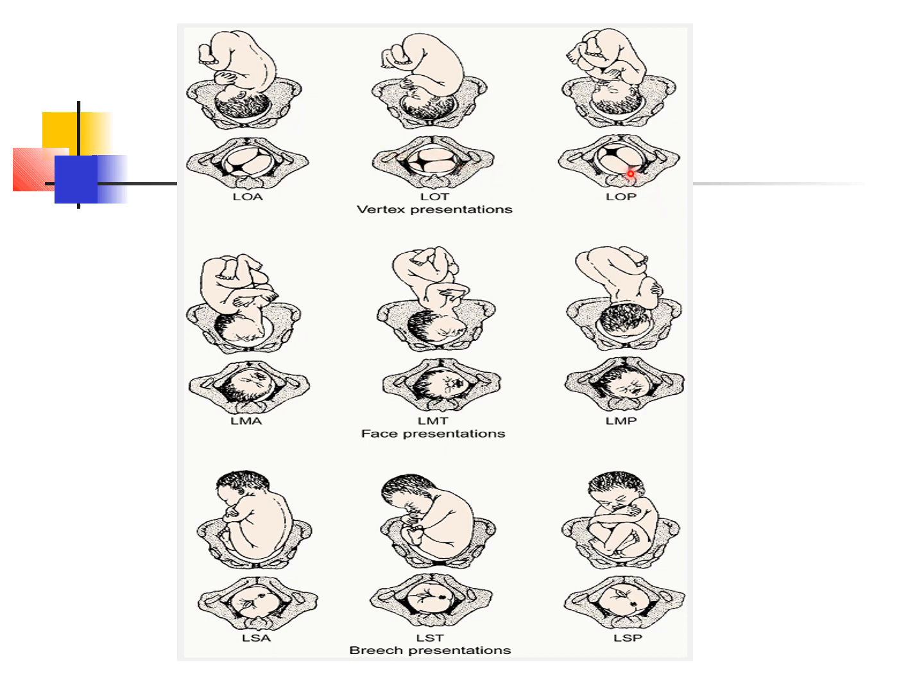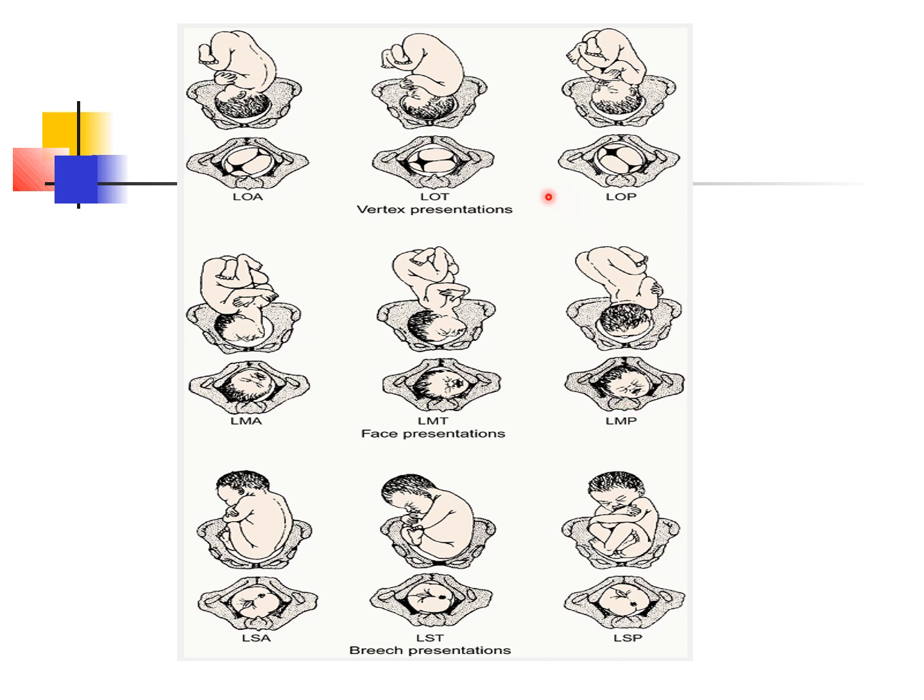And in LOP, the occiput is pointing towards the left sacroiliac joint. See, the sagittal suture is in the left oblique diameter of the pelvis. In LMA, that is left mento anterior, that is face presentation. Here the mentum is pointing towards the left iliopectineal eminence, and here the mentum is pointing towards the left iliopectineal line. Here the mentum is pointing towards the left sacroiliac joint.